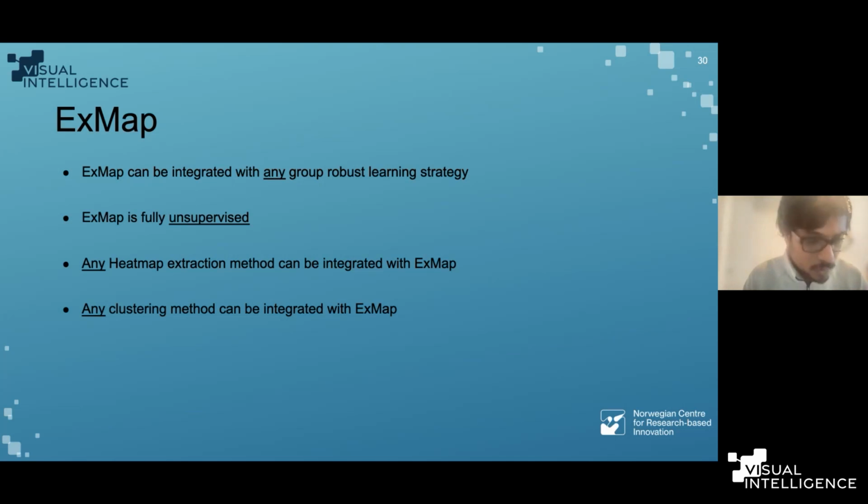We do not assume that you only need LRP to do this, for example. We use LRP because it's great, but you could use GradCam if you wanted. All that we require is that you have model attributions back to the input space. That's all. And any clustering method can be integrated with ExMap. We show in the paper that we use Spray in this work, which uses a spectral clustering based setup, but you can also use k-means and you'll be fine.